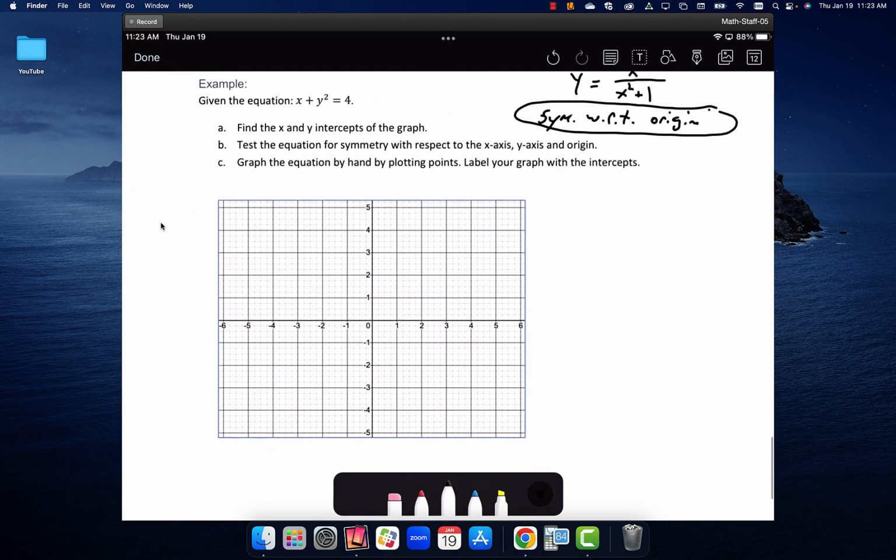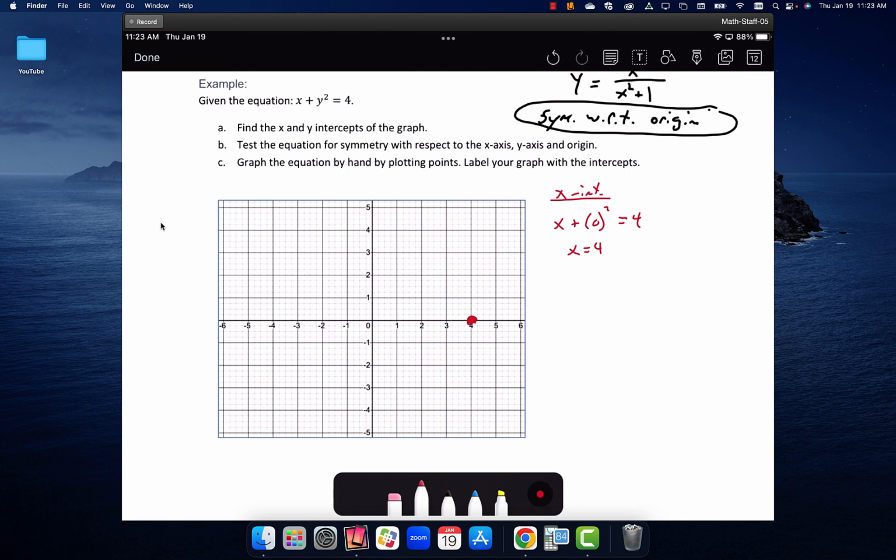In the next example, we're going to graph the equation x plus y squared equals 4. Let's start by finding the intercepts of the graph. So the x-intercepts, remember, to find an x-intercept, algebraically, we force y to be 0. So let's set y equal to 0 and solve. We get x equals 4.